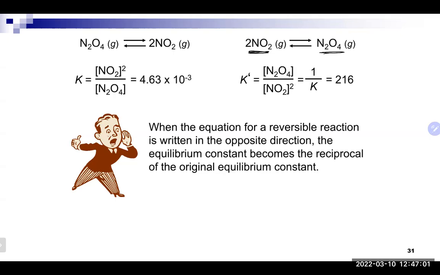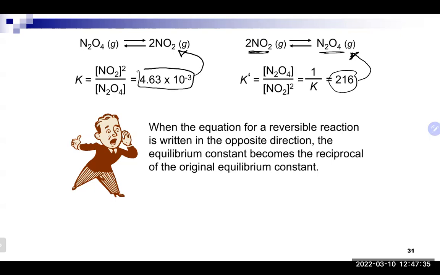So if we take 1 over the 4.63 times 10 to the minus 3, we get like a 216. When we say the equilibrium constant is 216, it is for exactly the way this reaction is written, where the NO2 is the reactants and the N2O4 are the products. If we said the equilibrium constant is 4.63 times 10 to the minus 3, it is exactly for the way the one on the left is written, where N2O4 is the reactant, the NO2 is the products.